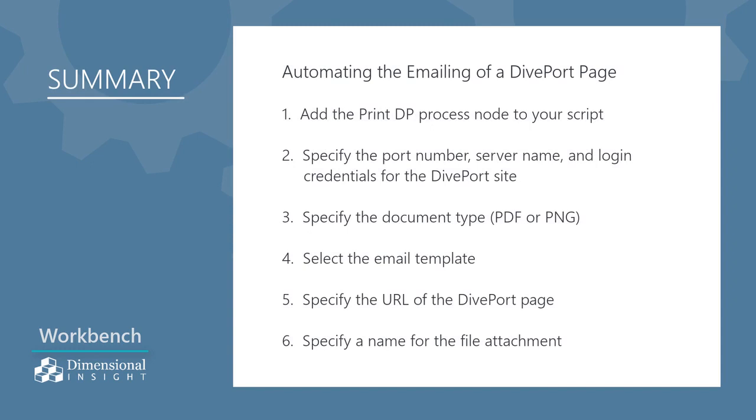So that's how you automate the emailing of a DivePort page. You add the Print DivePort Page process node to your production script. Specify the port number, server name, and login credentials for the DivePort site that contains the DivePort page you want to save. Specify the document type you want to create, PDF or PNG. Select the email template you want to use to generate your email. Specify the URL of the DivePort page you're saving as a file. And specify a name for the file attachment.